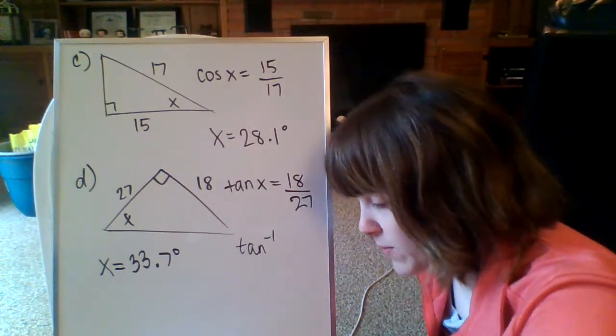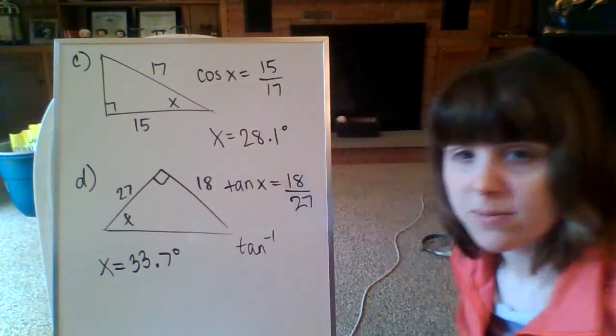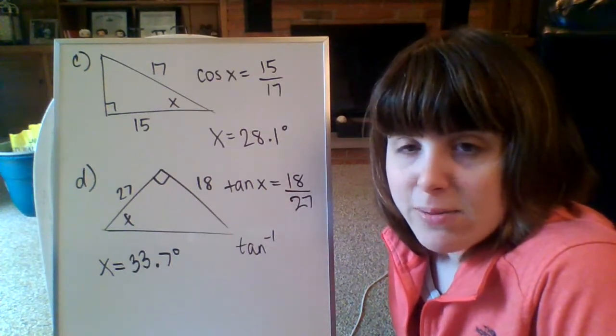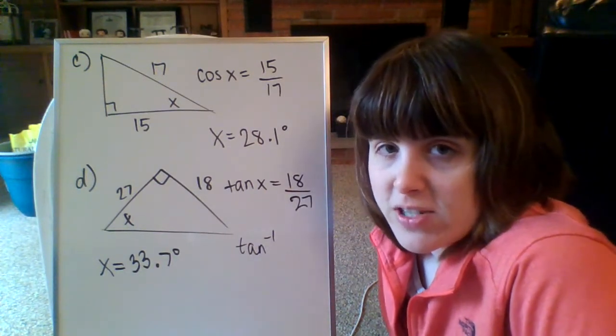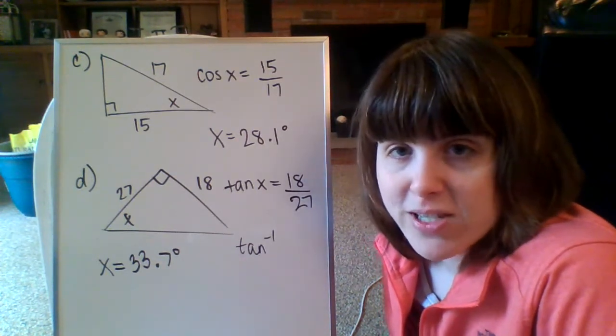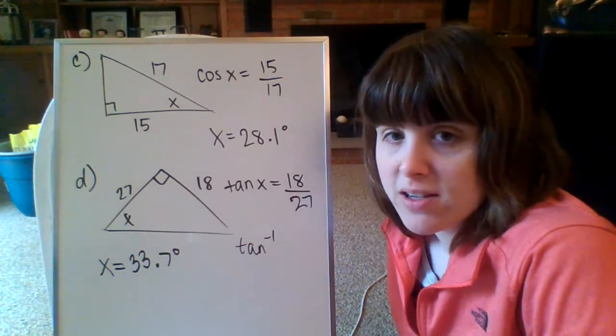Alright, let me scroll to make sure that's all of it. Yep. Okay, so that's how you find missing sides and missing angles of a right triangle using trigonometry. I hope that was a good refresher for you. We did learn this before back in January.